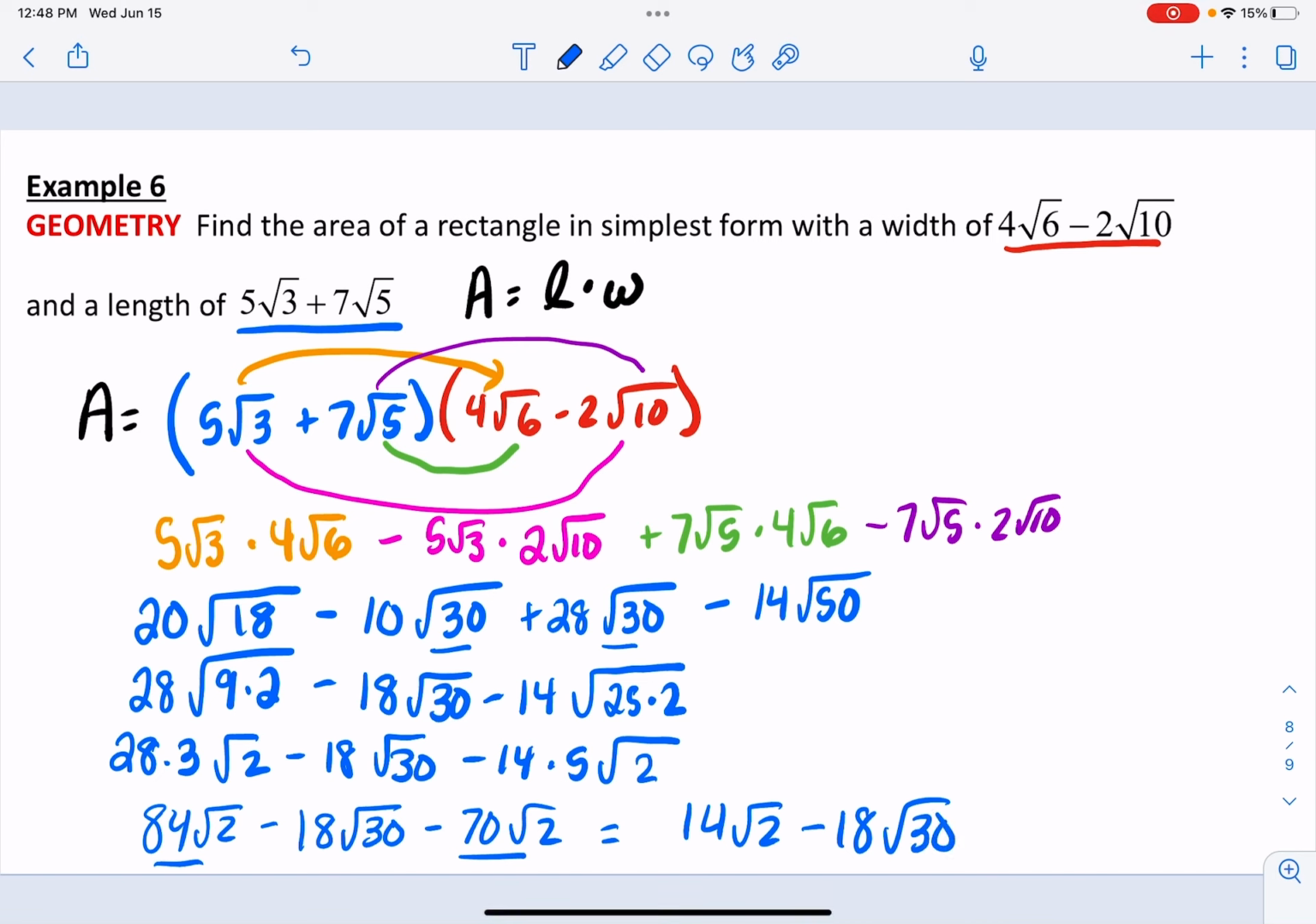Okay? And that is our video on simplifying radicals. What was it? We were adding and subtracting like radicals. That's what we were doing.